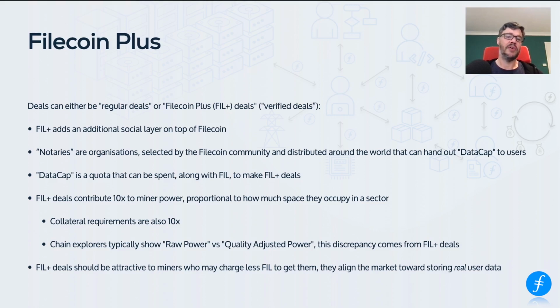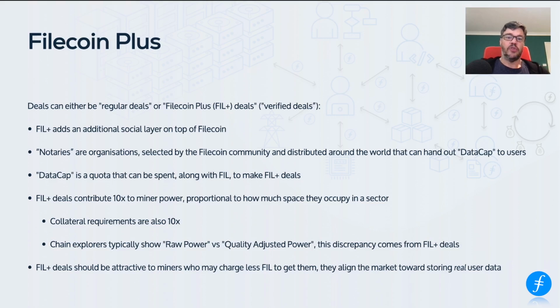Chain explorers, if you look around at miners on Filecoin chain explorers, you'll see things like raw power versus quality adjusted power. That discrepancy comes from Filecoin Plus deals. The quality adjusted is adjusting for this 10x within the deals, and they can be fractional because it is proportionate.